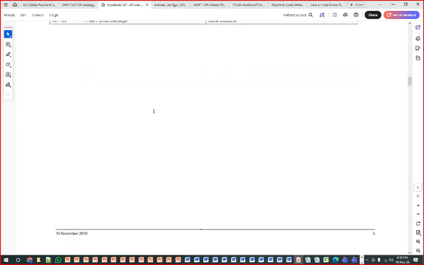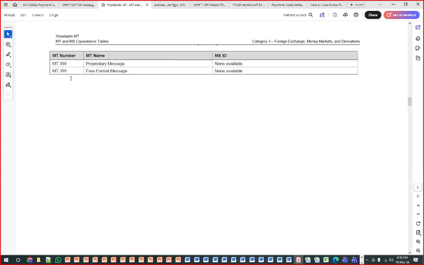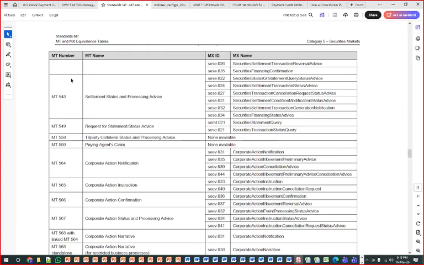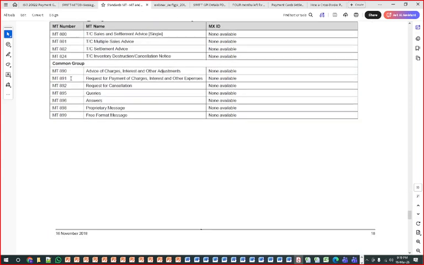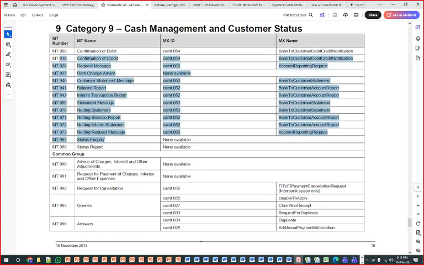Similarly, we have category 2 messages, which is bank-to-bank transfer. That also I am going to walk you through in detail. Then we have category 4 and category 5, which are out of scope of ISO 20022. Then I will directly jump to the category 9 messages, which are statement messages, where at the end we are generating a statement or debit credit notification. So those messages I am going to walk you through.